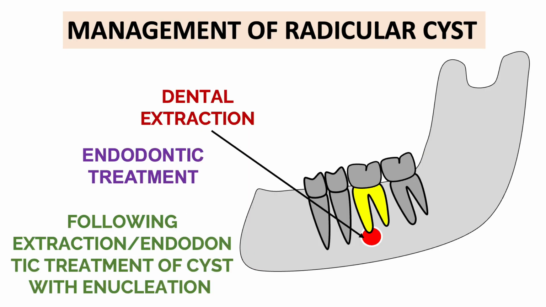Now the management part. First one, go for dental extraction, because most radicular cysts tend to develop in poor dental attendees. It means a tooth which is grossly decayed. So you have to go for extraction because it is unrestorable. Then go for endodontic treatment if possible. And the third option is either extraction or endodontic treatment followed by enucleation.